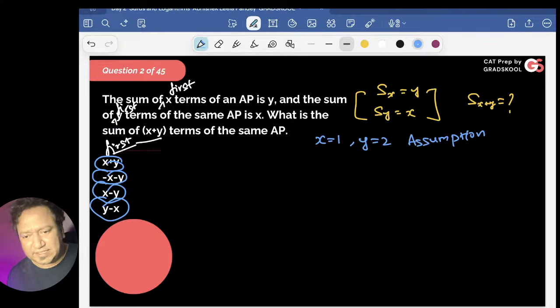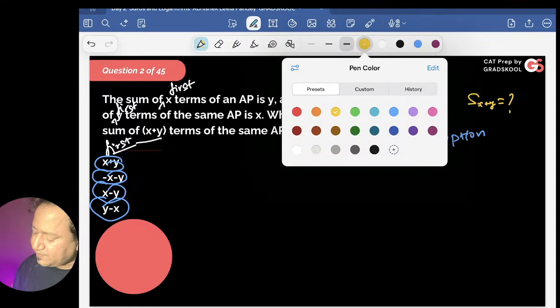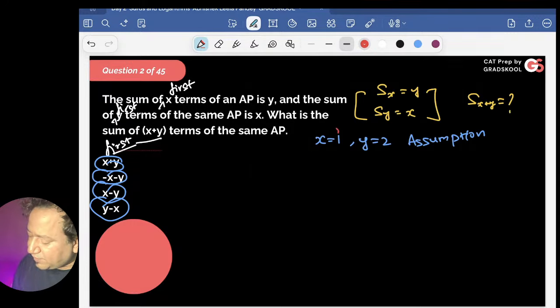Okay, so do you understand that? I can use that, right? X equal to 1, y equal to 2. Moment I do that, so what exactly is happening? I am about to make an AP, an arithmetic progression. Now this means if x equal to 1 and y equal to 2, the same question begins. S1 is equal to 2 and S2 is equal to 1.